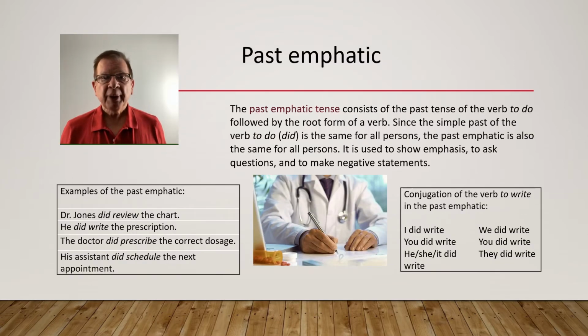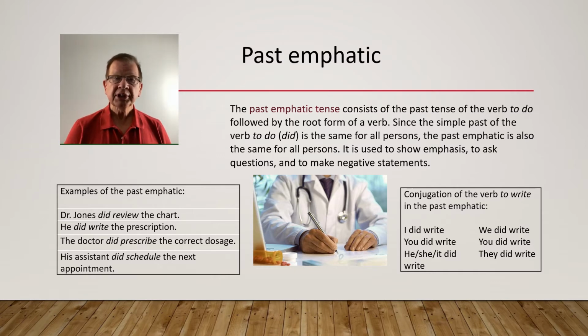Now we come to the past emphatic. This tense consists of the past tense of the verb to do, followed by the root form of a verb. Since the simple past of the verb to do, did, is the same for all persons, the past emphatic is also the same for all persons. It is used to show emphasis, to ask questions, and to make negative statements.